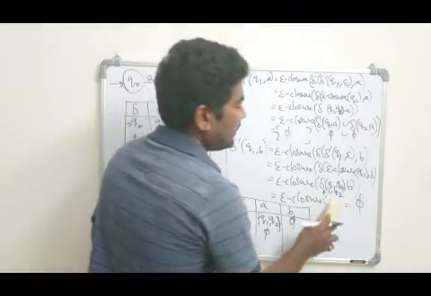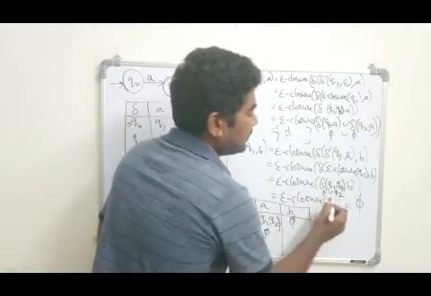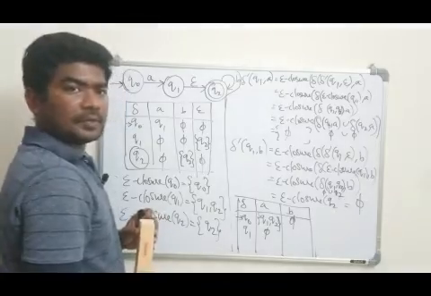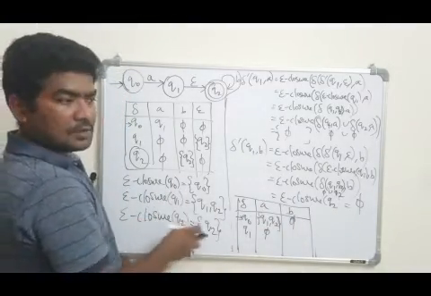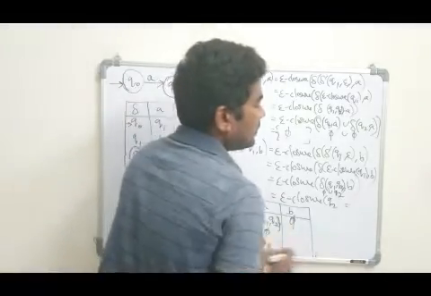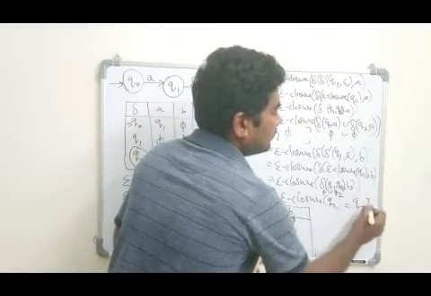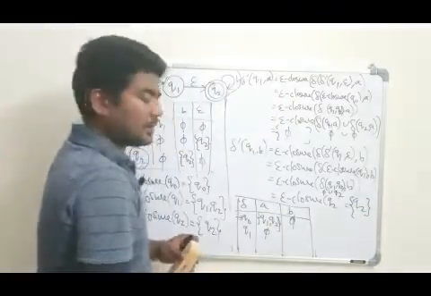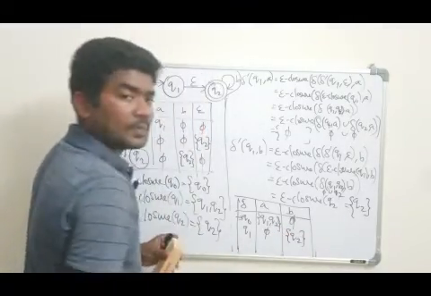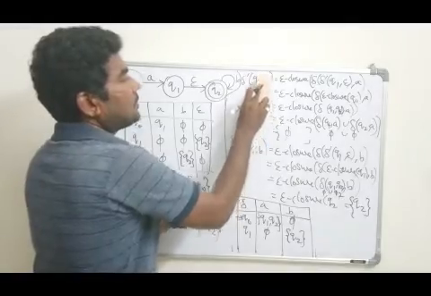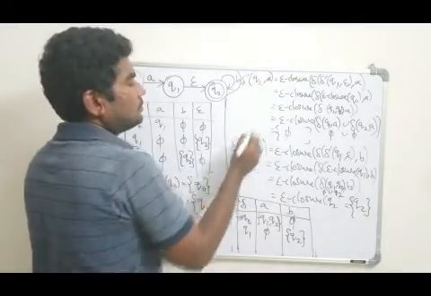Now what will happen here? Q2 will come. Now epsilon closure of Q2 is Q2. So now here Q2 will come. Okay, are you clear? So now this Q2 will be here. Now the third state is Q2.